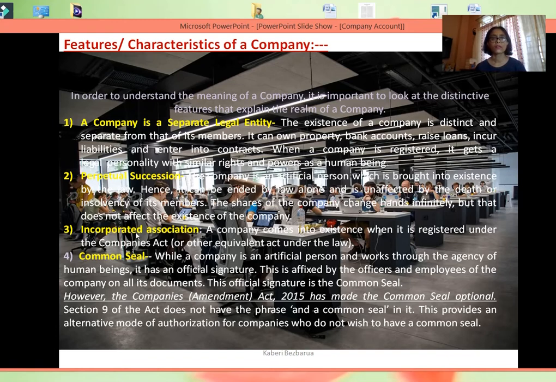Next, it's an incorporated association. That is, it has always to be registered. A company to come into existence has to be registered with the registrar of companies. Next, as a consequence of points number 1 and 2, it has a common seal. That means since it's a separate legal entity, it has its own identity, and the board of directors or other management bodies run the company on its behalf.